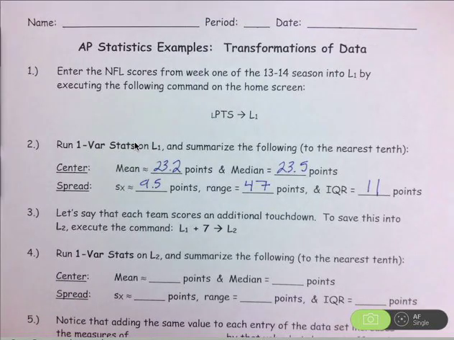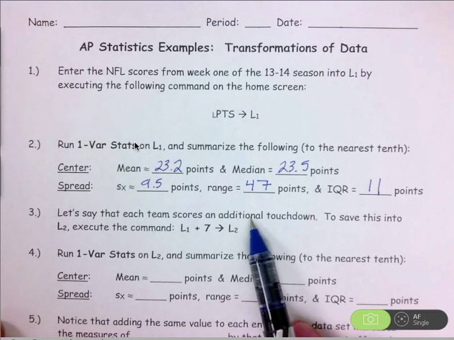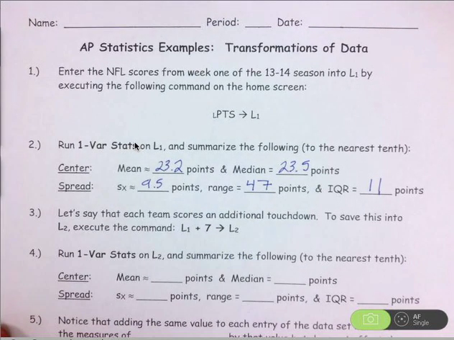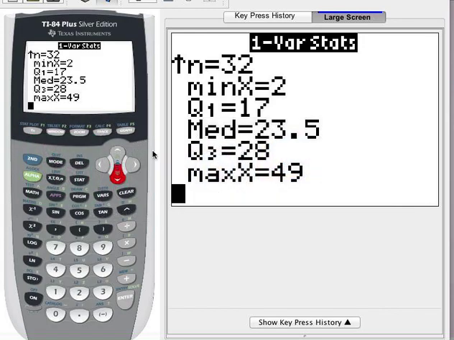So let's pretend then that for whatever reason, every team actually scored an additional touchdown that weekend, including the extra point. To save this info so that we can work with it, we're going to put this into list 2. This is the command that I want you to execute on the home screen. We'll take every value in list 1, we'll add 7, and we'll put it into list 2. This is a transformation of the data.